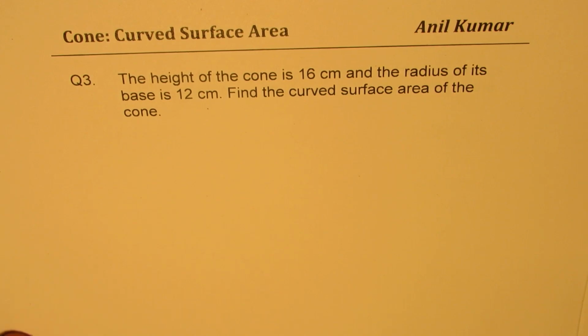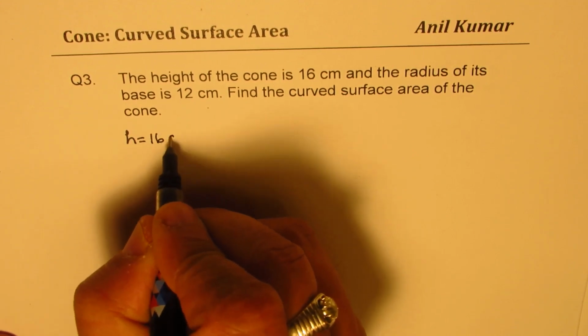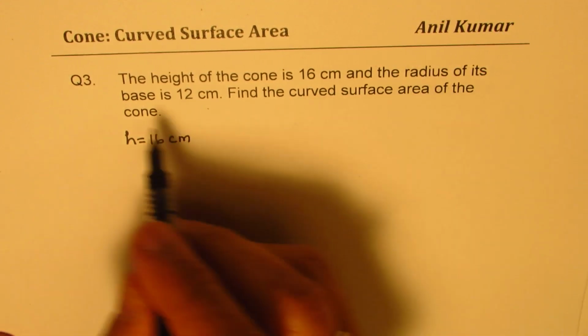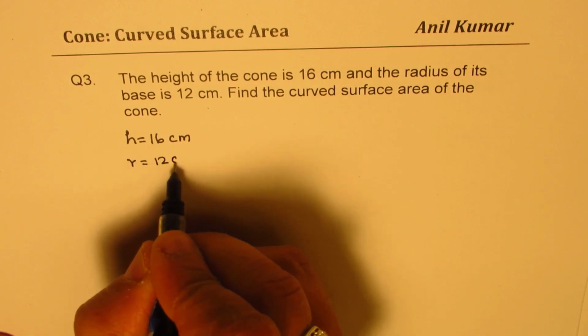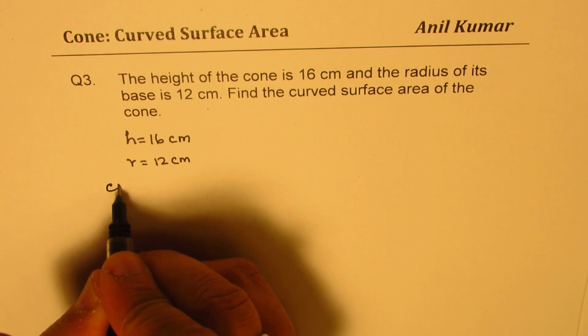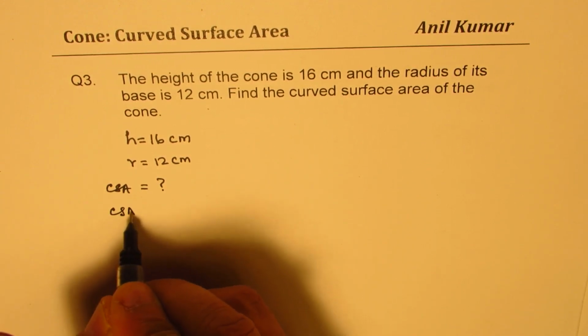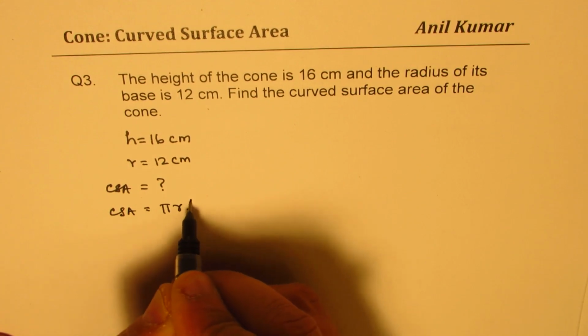Question number 3. The height of a cone is 16 centimeters. So we are given height this time as 16 centimeters, and the radius of the base is 12 centimeters. Find the curved surface area. So we need to find the curved surface area. The formula for curved surface area is pi r L.